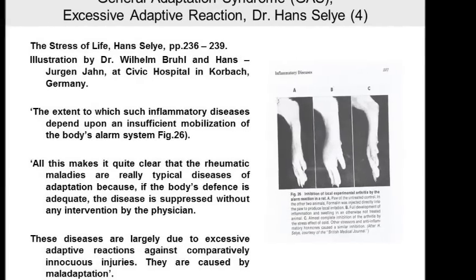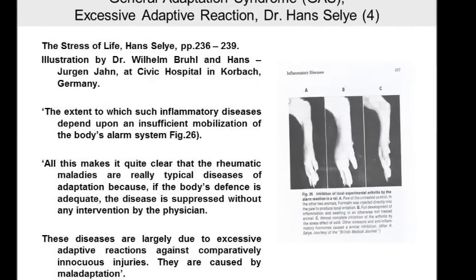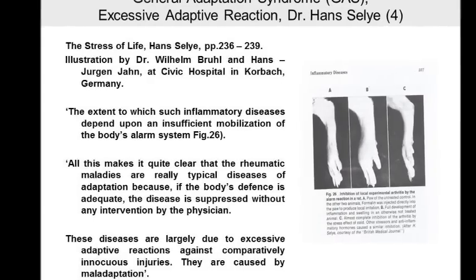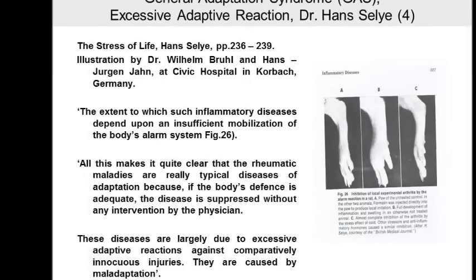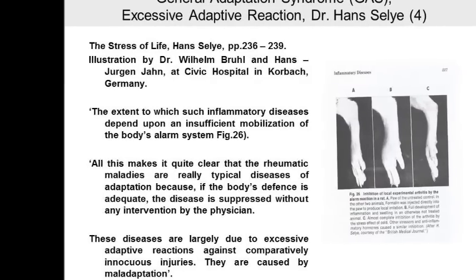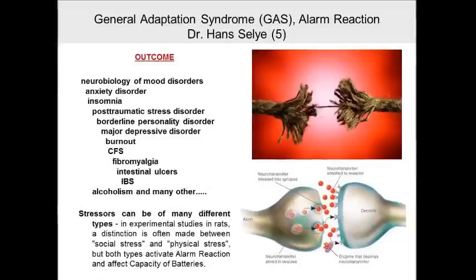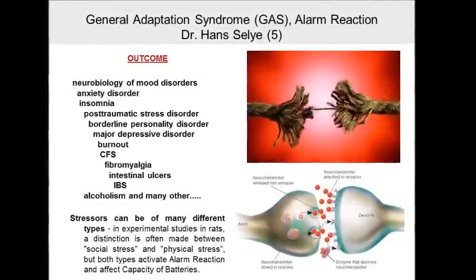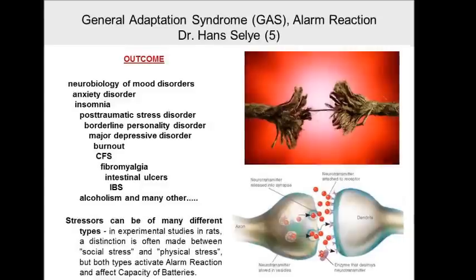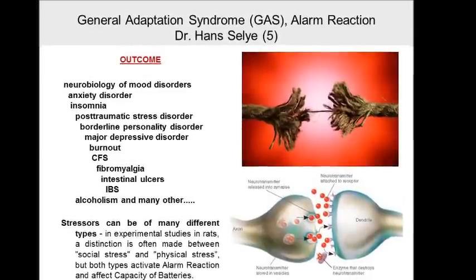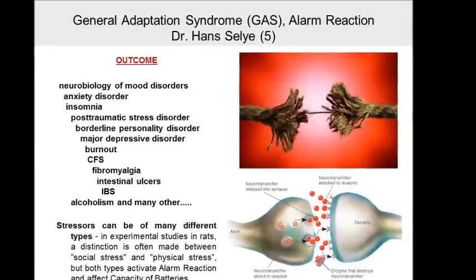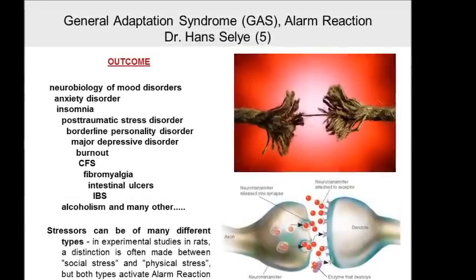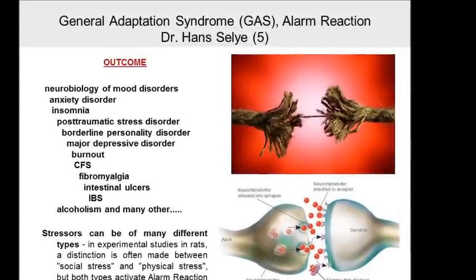Then that disease can damage a person's joints, spine or whatever, and the person can be disabled. The first stage in general adaptation syndrome is alarm reaction, and I put there also two pictures. One is a rope which nearly disconnected, broke, and these are the endings of nerve cells.